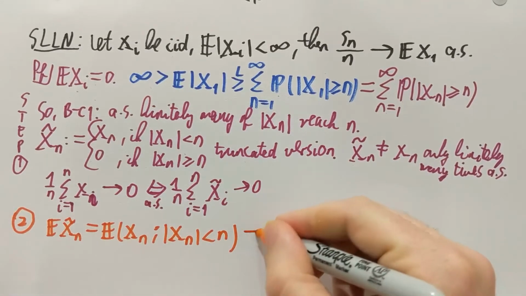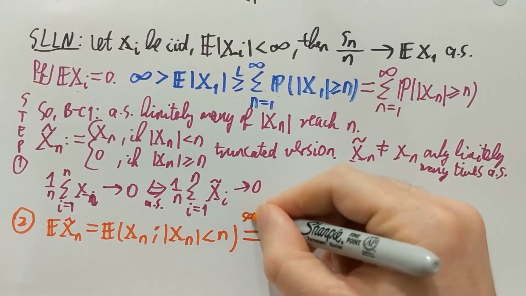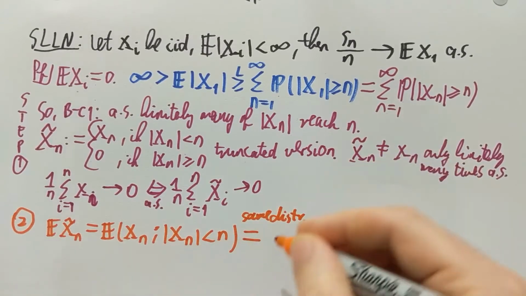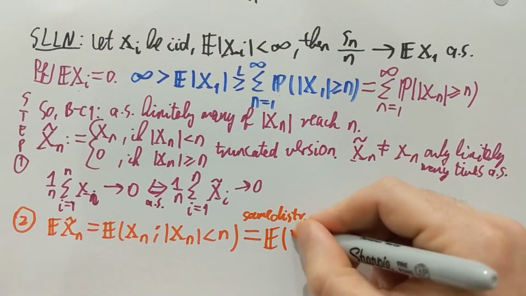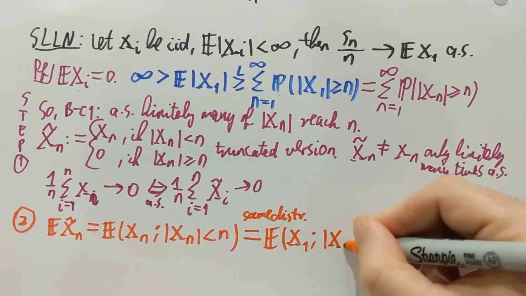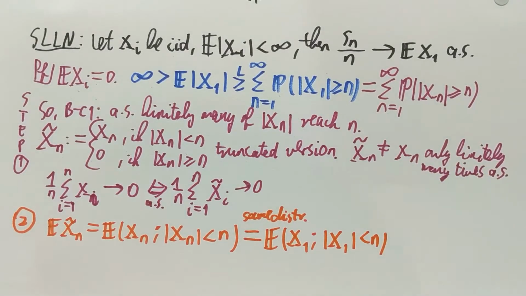Now, these xn's all have the same distribution for every n, and therefore this expectation is equal to the expectation of x1 on the event that |x1| is less than n. That's just because the distribution of x1 and xn is the same. And these random variables, on the other hand, are all dominated.